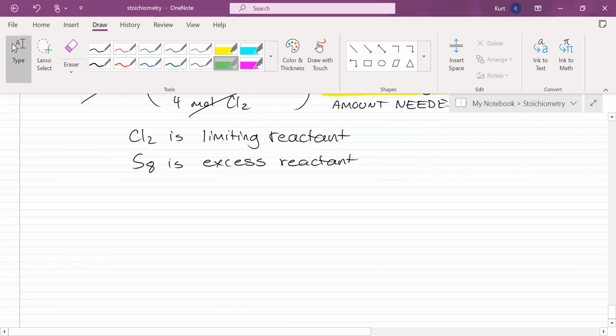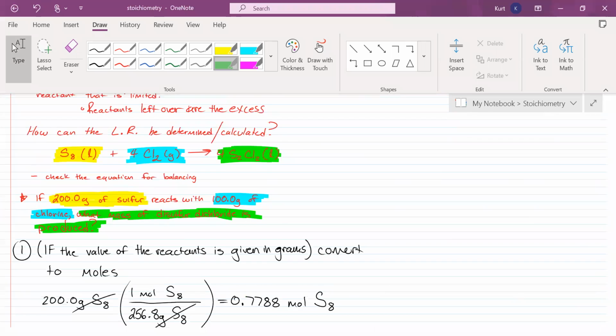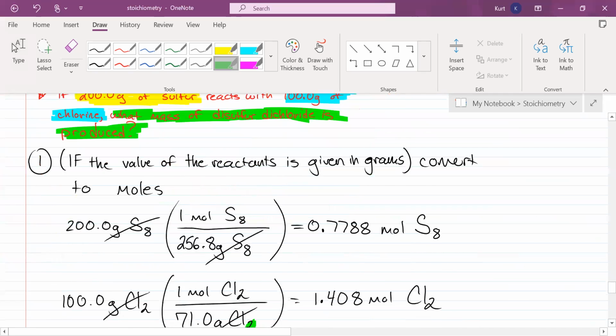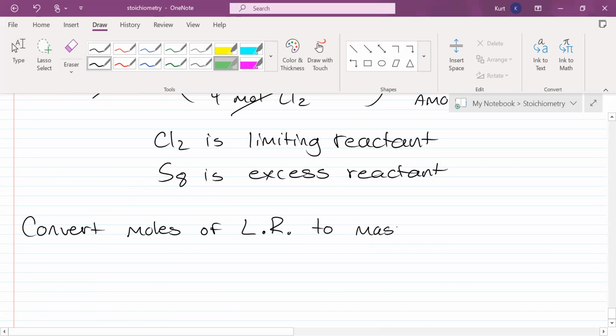Now we are going to try to figure out how much product is made. But I want you to look back at the word problem. It says, in bright green, what mass of disulfur dichloride is produced? So what will our answer be measured in? Grams. Good. So we are going on to part 2, which will be to convert moles of the limiting reactant to mass of the unknown substance, which in this particular problem is S2Cl2.